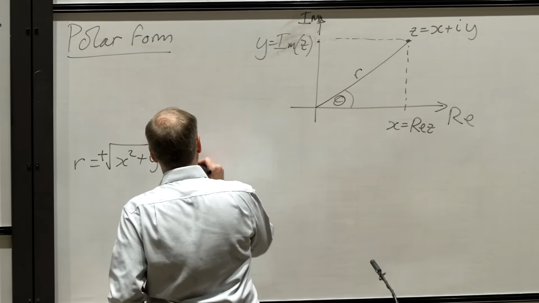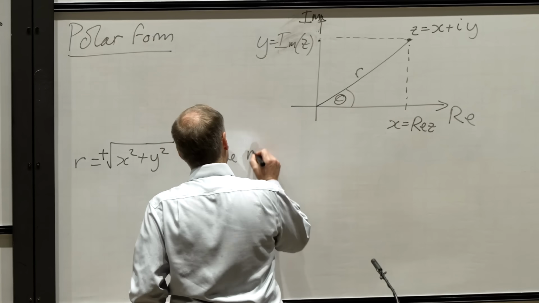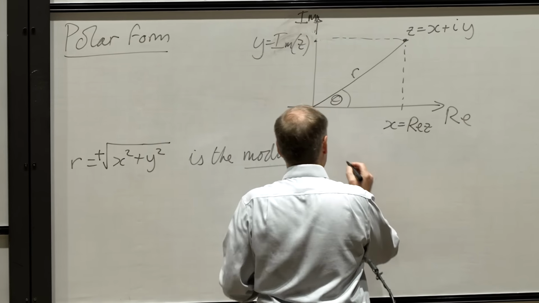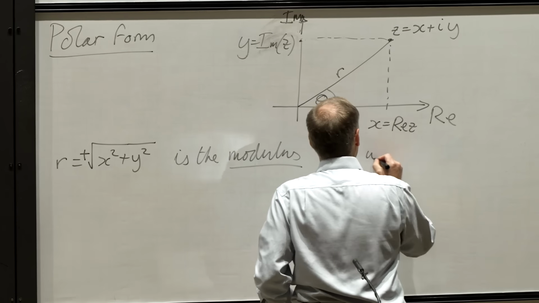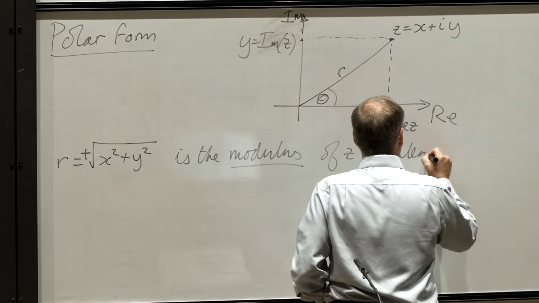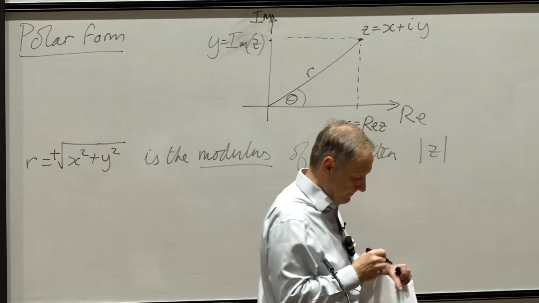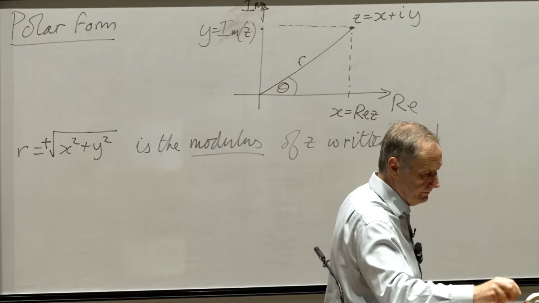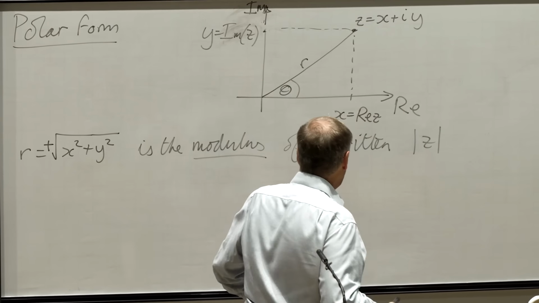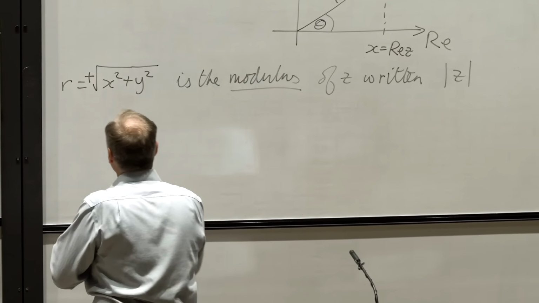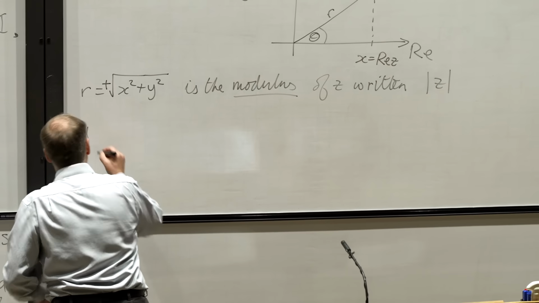It's plus the square root of x squared plus y squared. And this is called the modulus. This is the modulus of z. And it's usually written as this. Oh, this is a very much thinner one.